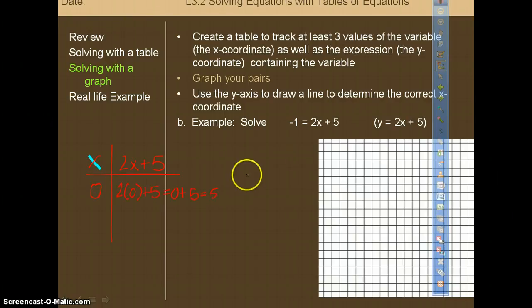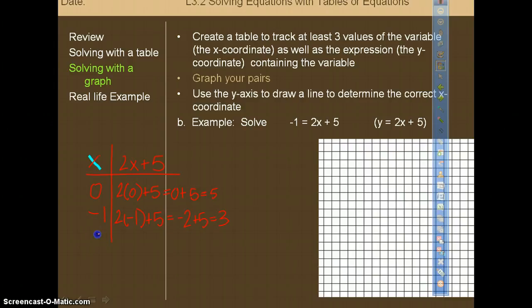As we substitute 0 in, it becomes apparent that when x is 0, our expression is equal to 5, not -1. So we can go ahead and try another value. Since this value came out too high, I might think about decreasing my x value instead of increasing it. I'm going to try an x value of -1. After substituting in, it looks like we still haven't found the value we're looking for.